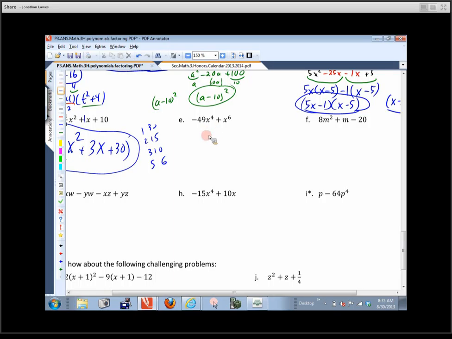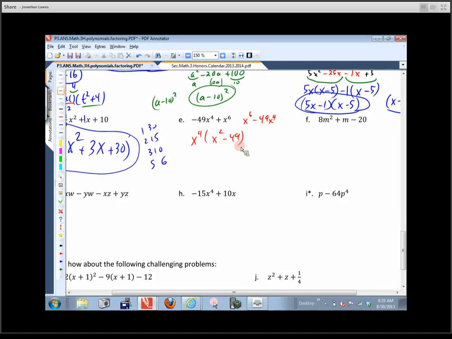Maybe rearrange it. So let's do this. Let's write this as x to the 6th minus 49x to the 4th. Okay, and then Tammy's idea was, well, each one of them has at least 4 x's, so let's take out an x to the 4th. And if I do that, I'm left with x squared. Took out all of those, so that's the 49.